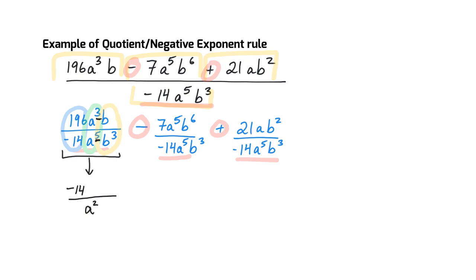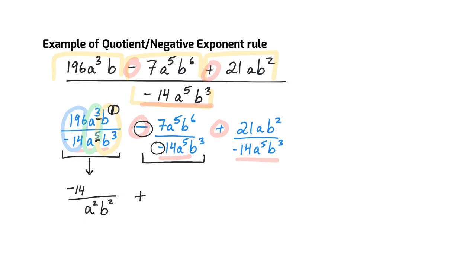For the b's, the top b doesn't have an exponent, but that doesn't mean the exponent is 0, right? There is a b there, so that means the exponent is 1. 1 minus 3 is negative 2. So again here I have more b's in the bottom than I do on top. So this is what my simplified term looks like for the first fraction. I then move on to the second fraction here. Notice that there is a negative on top and a negative on the bottom. So this is going to give me a positive fraction.